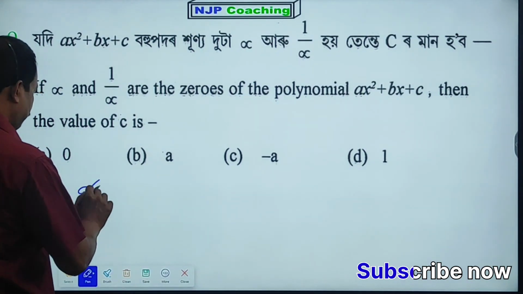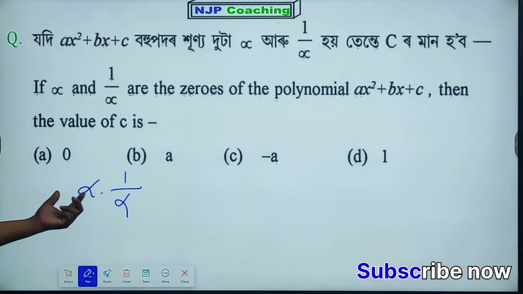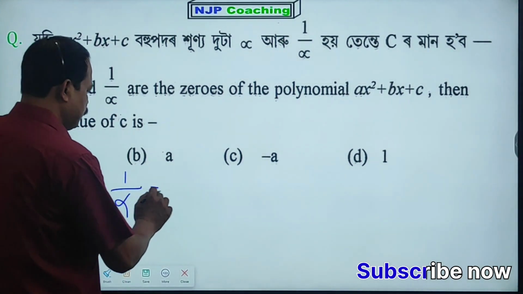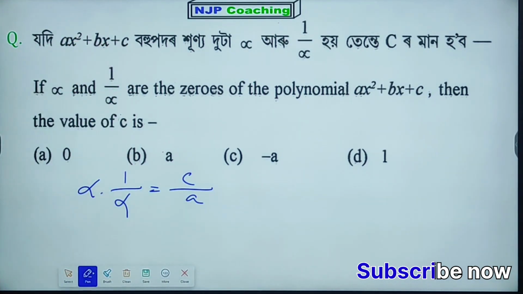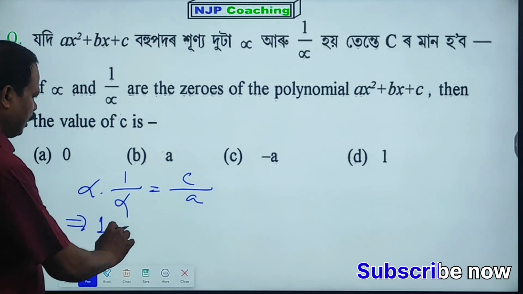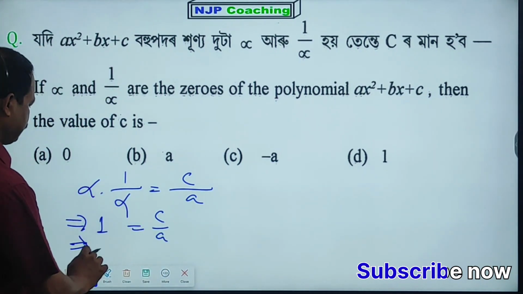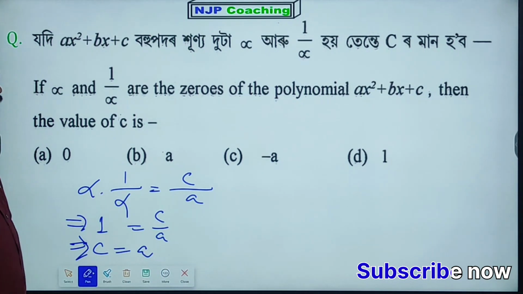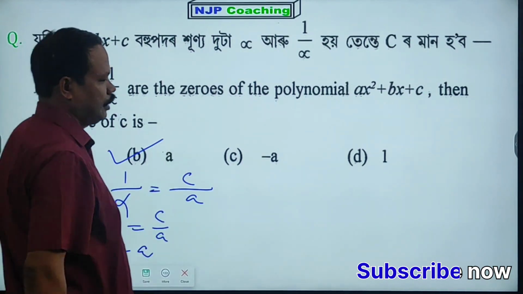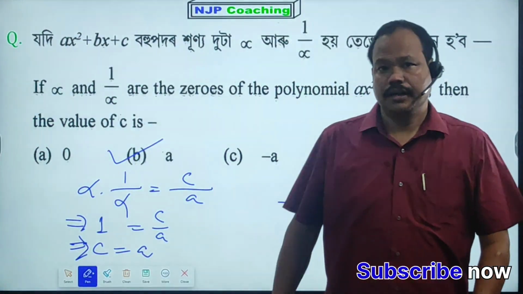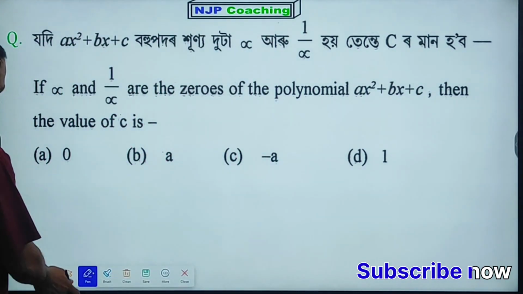We can directly find the product of the zeros. One is alpha, one is 1 by alpha, so what is the product? Alpha into 1 by alpha. And what is the formula? Product of the zeros of a quadratic polynomial is c by a. Now alpha into 1 by alpha equal 1 equals c by a. So this implies c equal a. So what is the value of c? C equal a. Option B is the right answer. Very simple question. Next.